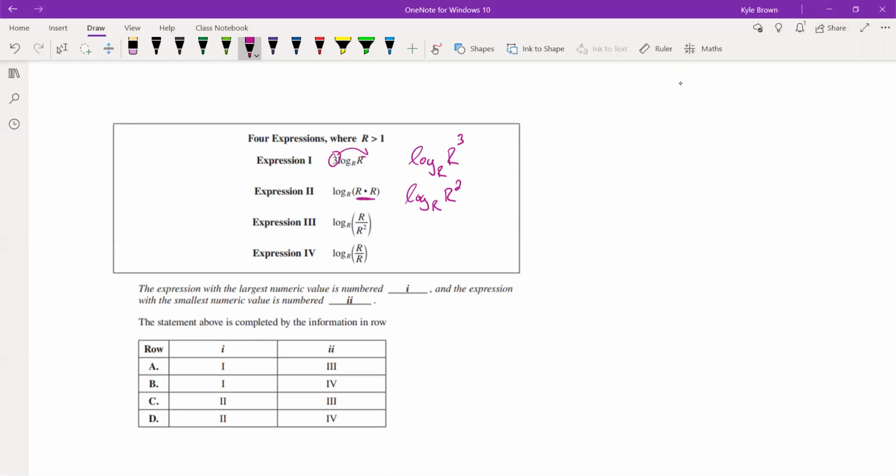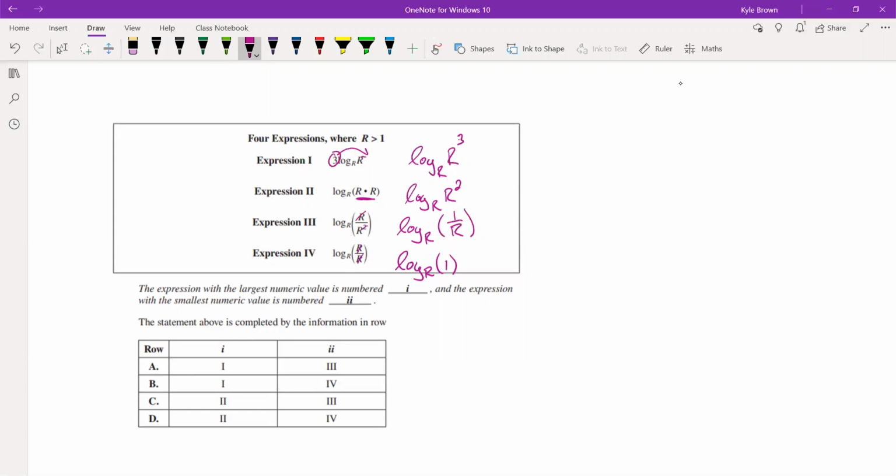Okay, and the next one. So the next one here is going to be log base R of, if I cancel those, right? Cancel one R with one on the bottom, I end up with 1 over R. And then the bottom one here, log base R of R divided by R, they'd both cancel. And that's actually just 1.